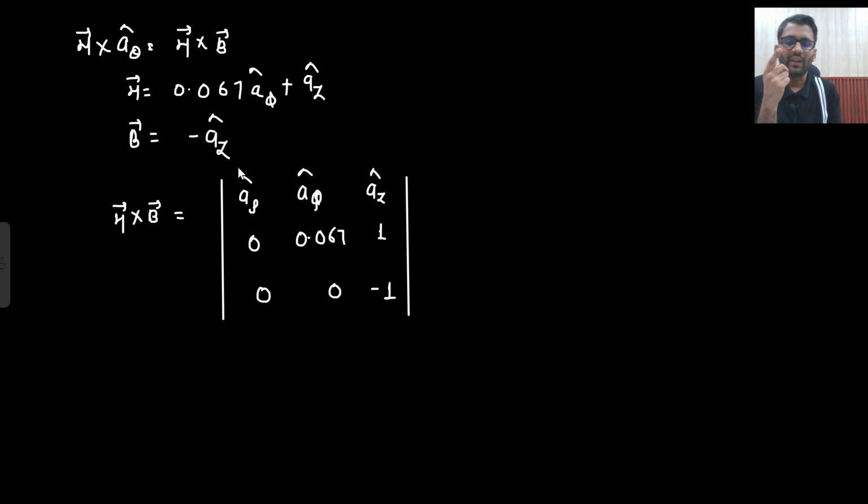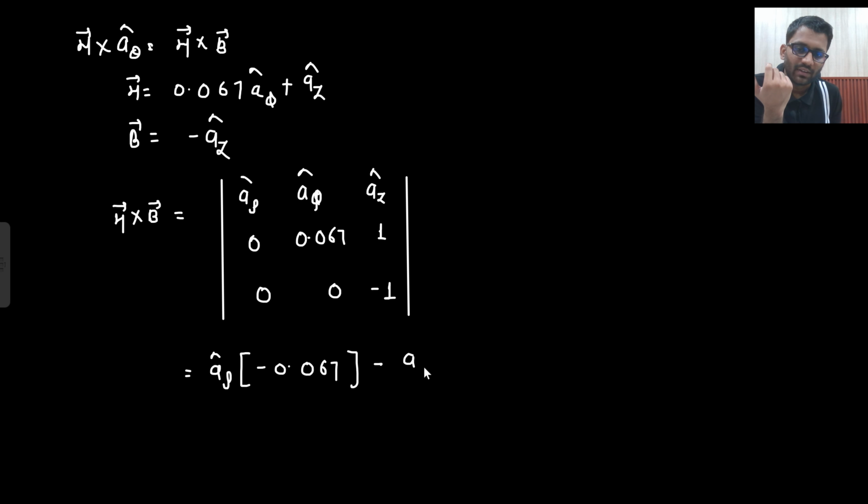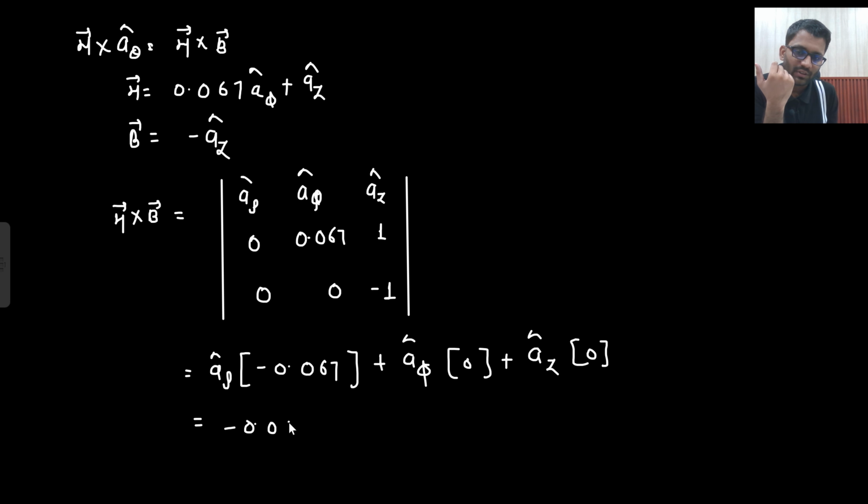Right? So if I find with respect to a rho, what am I going to get? With respect to a rho, minus 0.067, right? And minus 0, that would be 0 only. With respect to a phi, you are going to get plus, so 1 into 0 minus 1 into 0, 0 only. With respect to az also, 0 into 0 is 0 only. So what is the answer you are getting? Minus 0.067 a rho cap. This is the answer of h cross b.